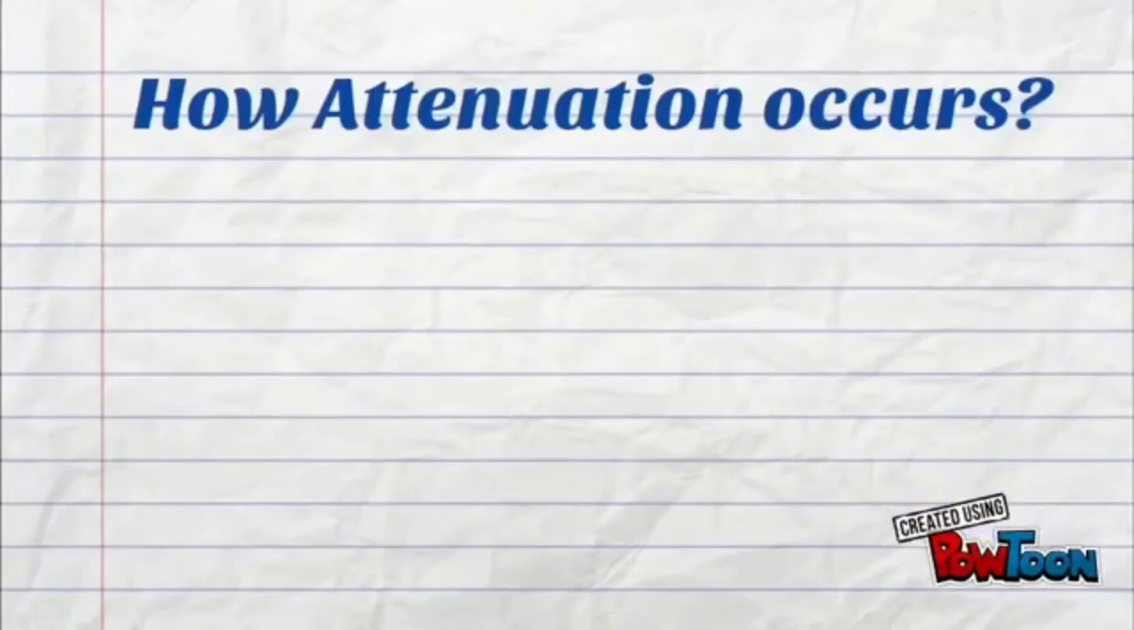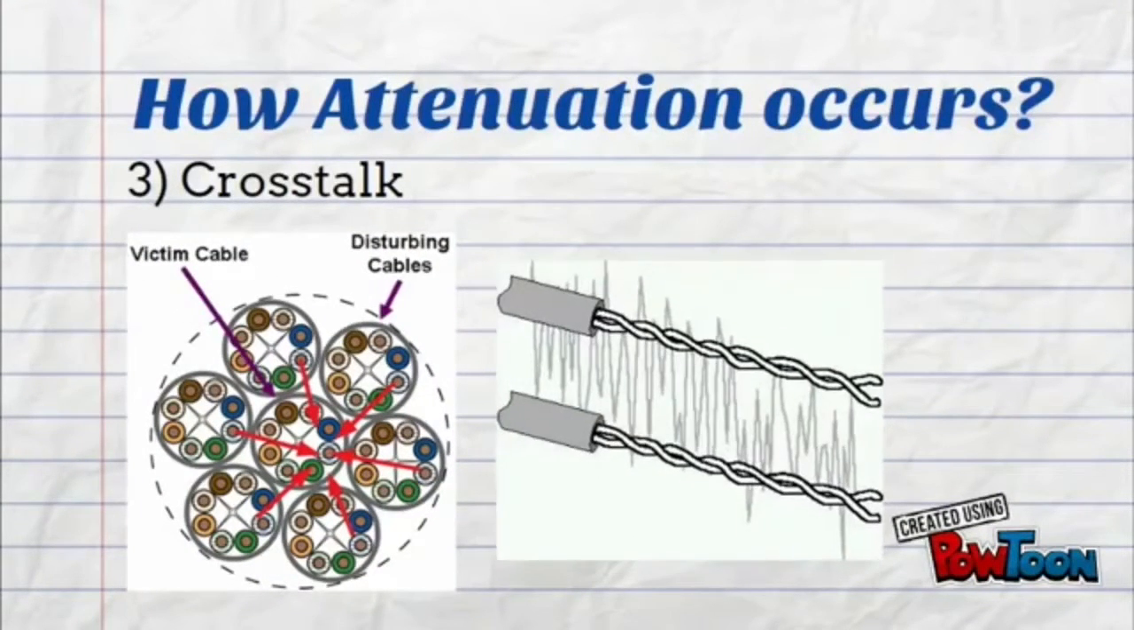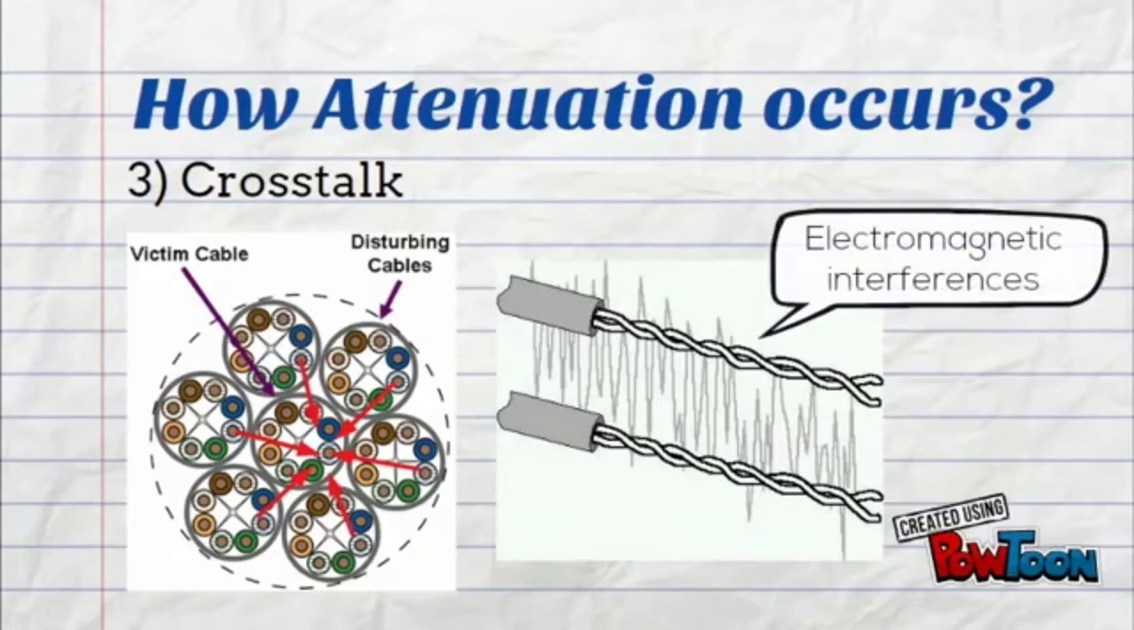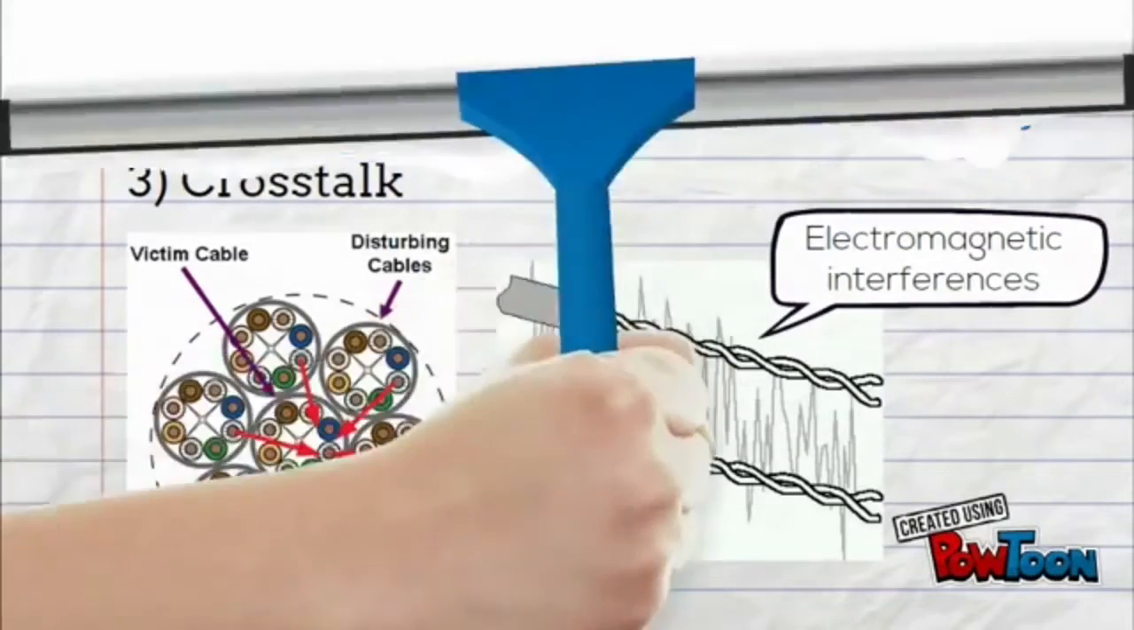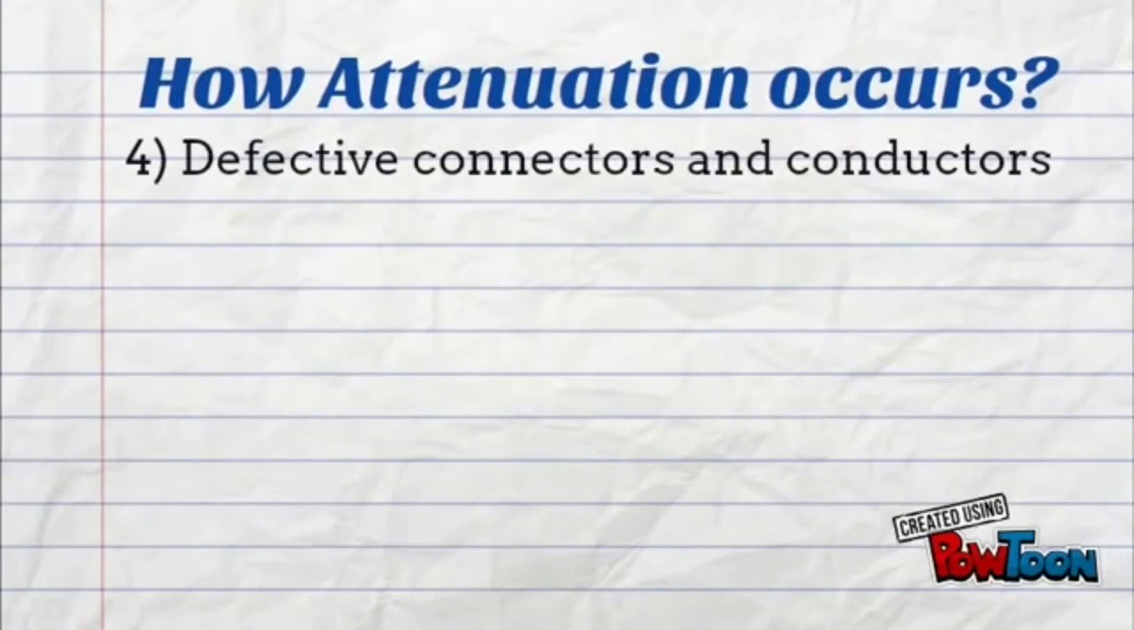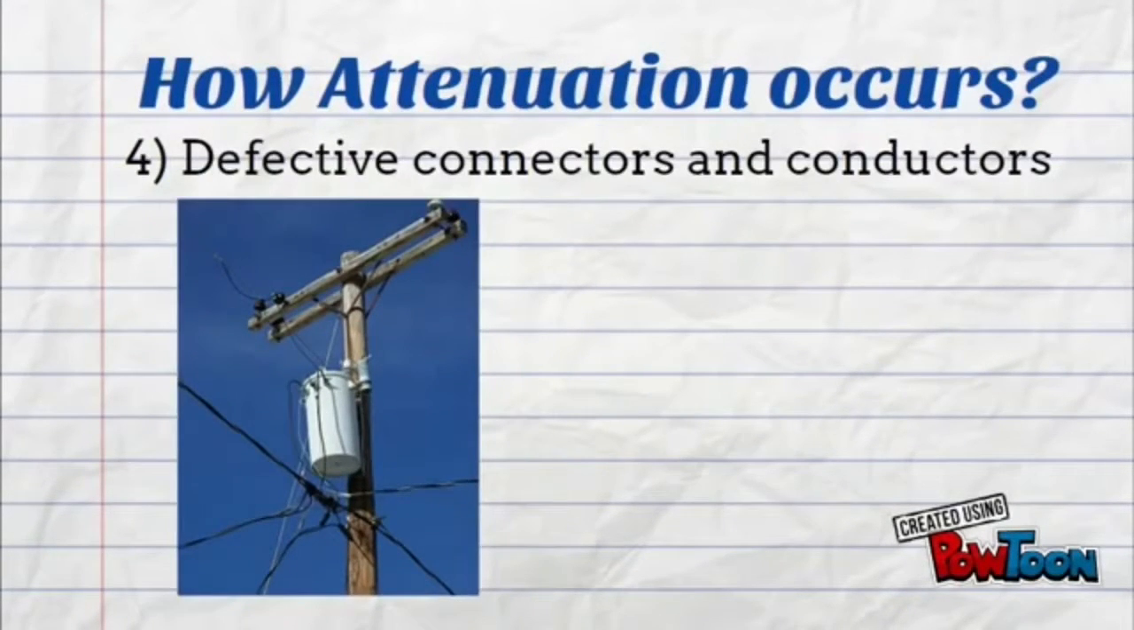Moving on, the third cause is the crosstalk. Crosstalk from adjacent cabling causes attenuation in copper or other conductive metal cabling. Crosstalk is an undesirable condition in which signal travel through adjacent pair of wires in twisted pair cabling, interferes with each other. The pair causing the interference is called the disturbing pair, while the pair experiencing the interference is the disturbed pair. The last type of causes is defective connectors and conductors.